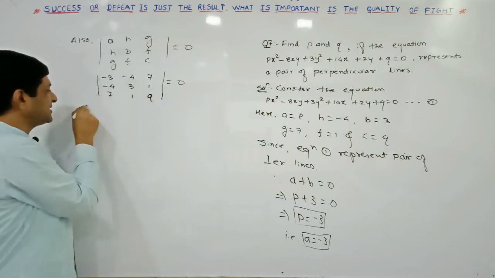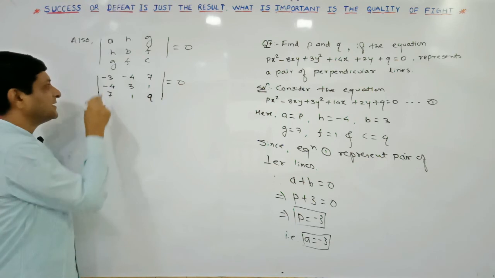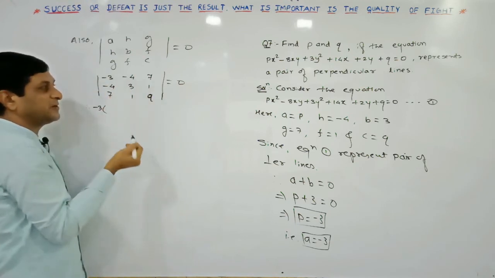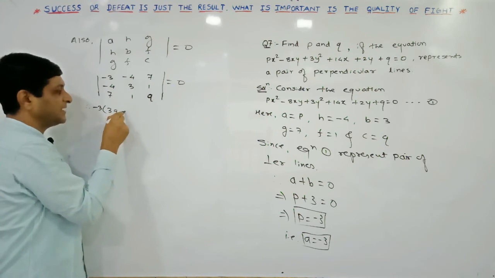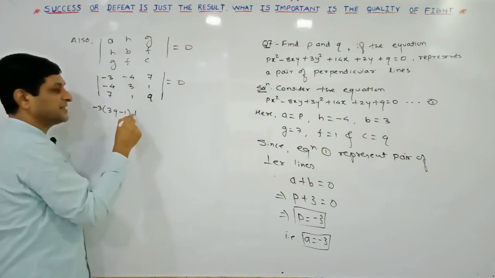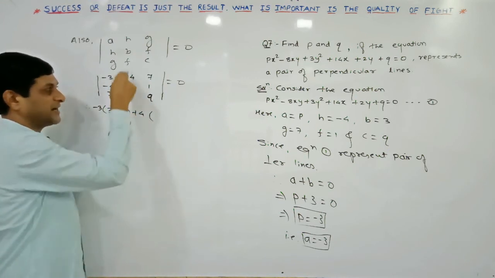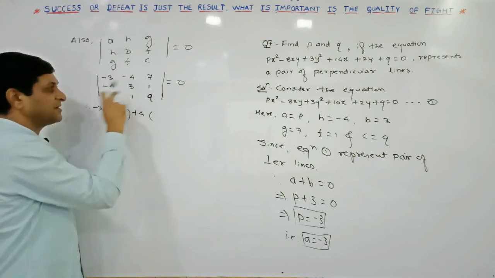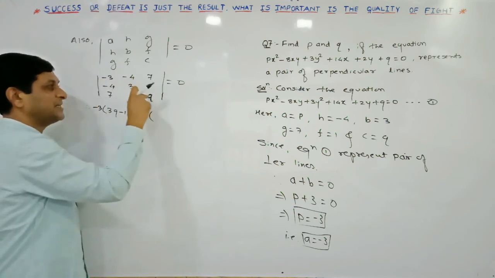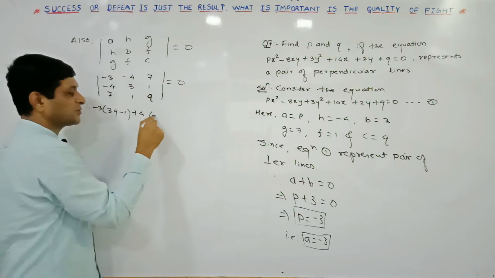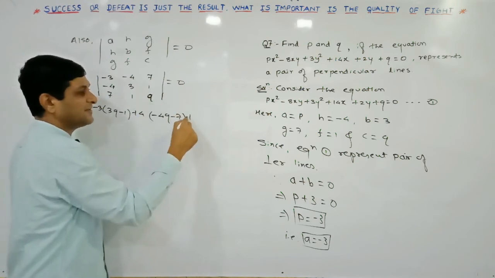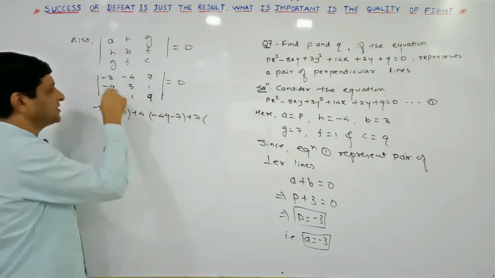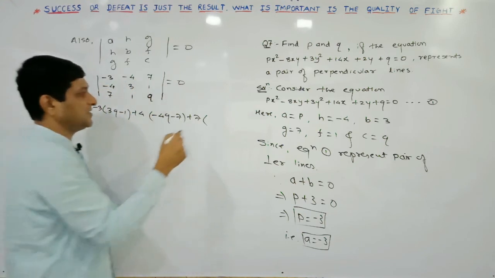So minus 3, keep it as it is. Delete this column, find the determinant of these four elements: 3q minus 1. If minus 4 is there, then we know that we are taking here plus 4, and we are deleting this column. Find the determinant of these four elements: minus 4q minus 7. Then plus 7, keep it as it is. Delete this column. Here we will get minus 4 minus 21.